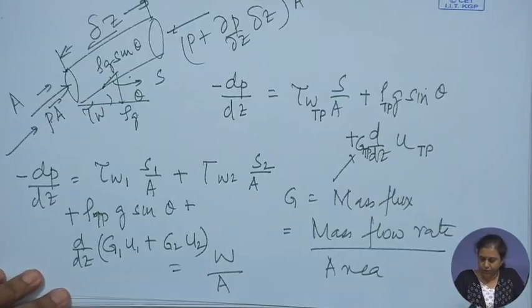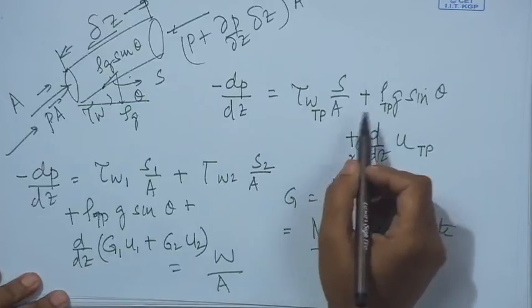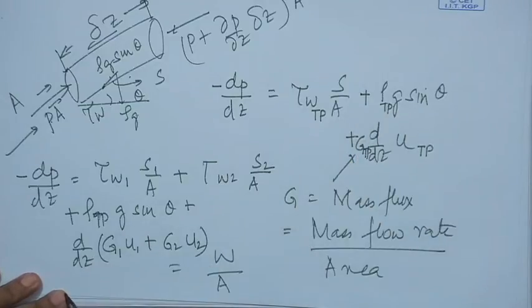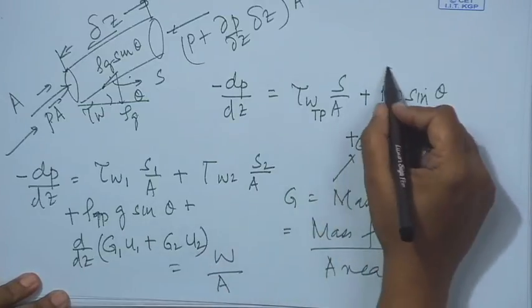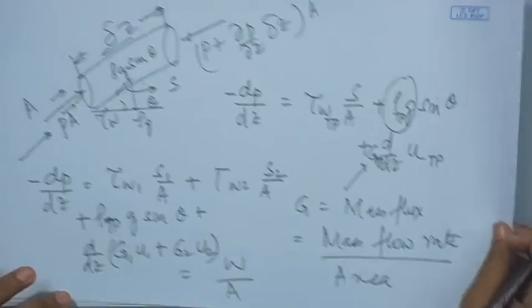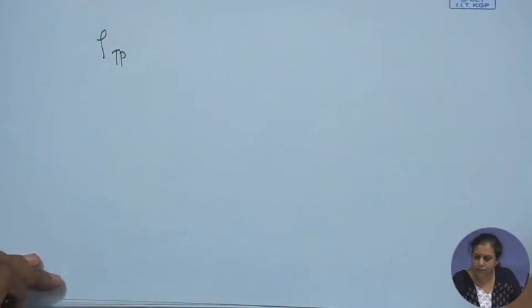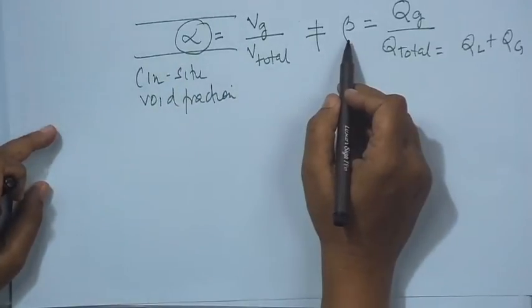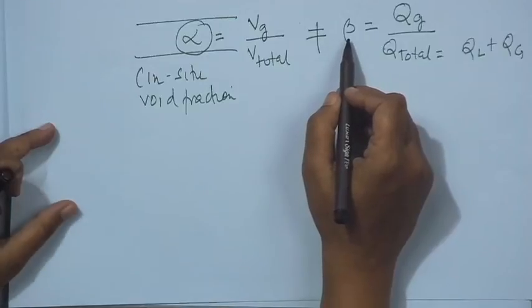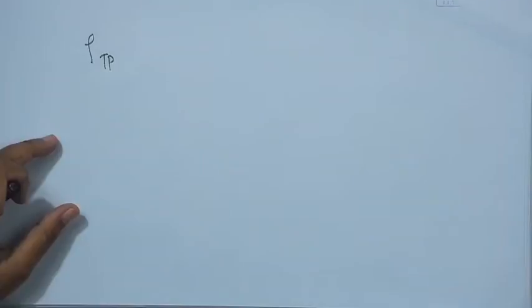Now, when we try to evaluate the pressure drop using either of them, what do we find? The first thing we do not know is rho TP. On what does rho TP depend? It depends upon the in situ void fraction. Mind it, it depends upon the in situ and not on the inlet void fraction. Inlet void fraction is a known parameter, but in situ void fraction we do not know.